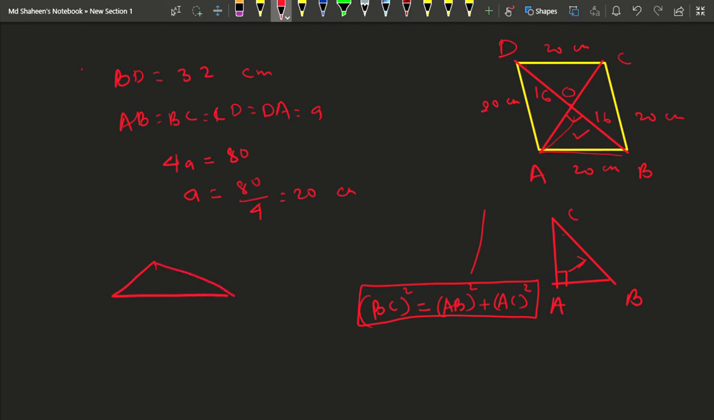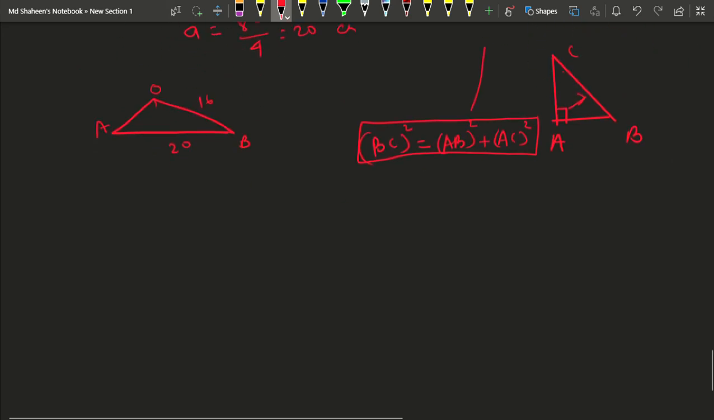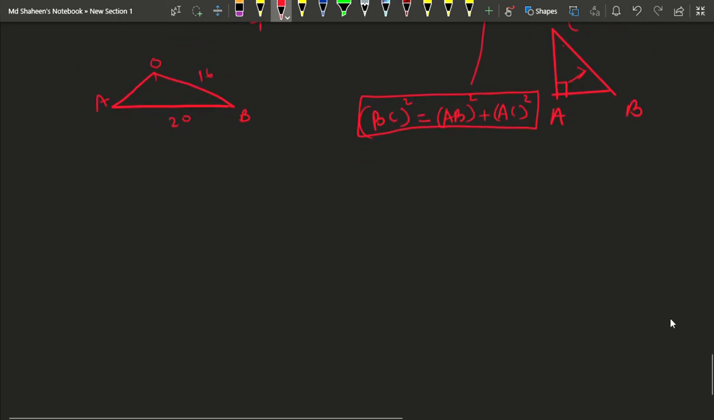So this is O and this is B. This is 20, and this one we know. We have to find OA. So what we do is, this is a right angle triangle. Why? We know this is 90 degrees. This is a right angle triangle.